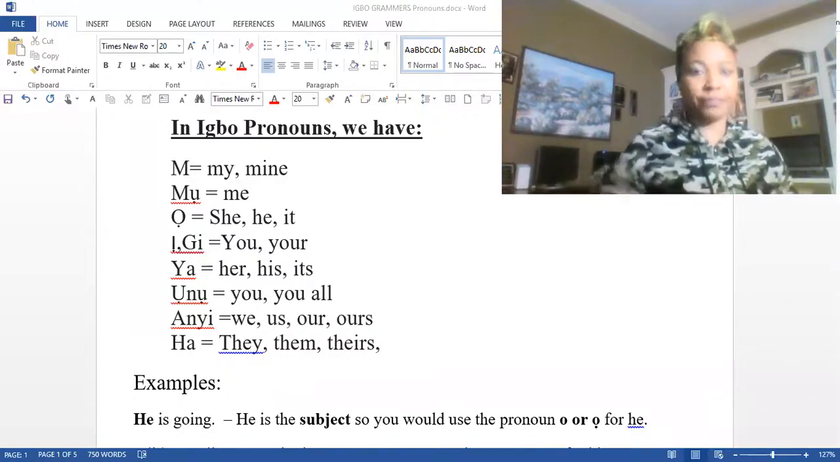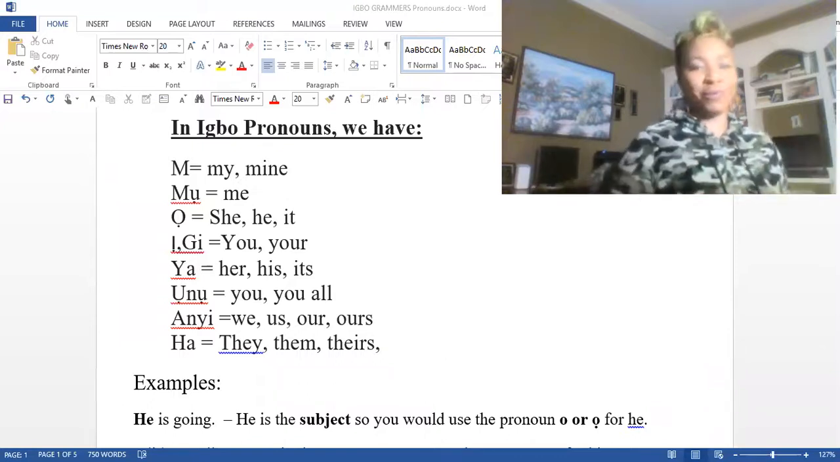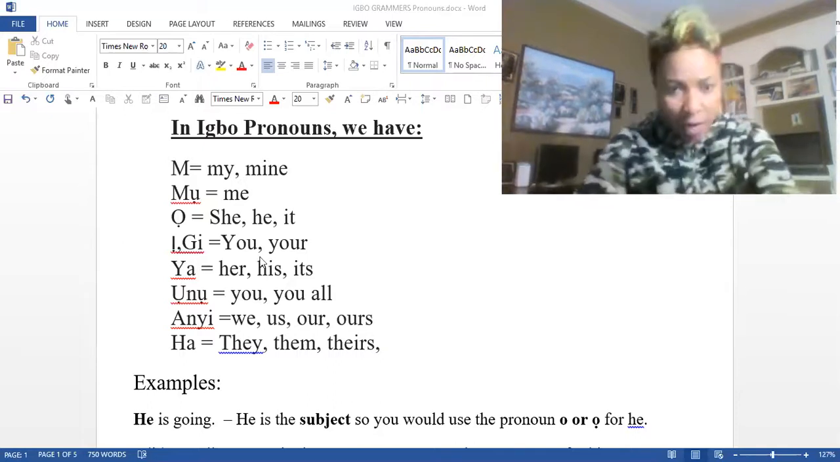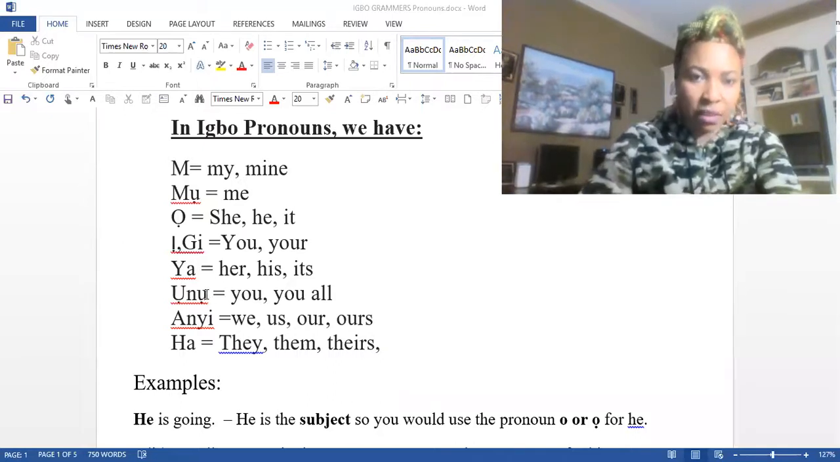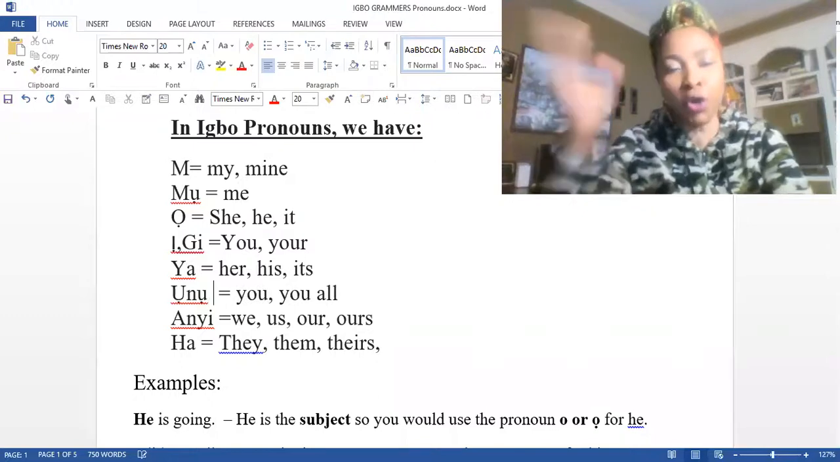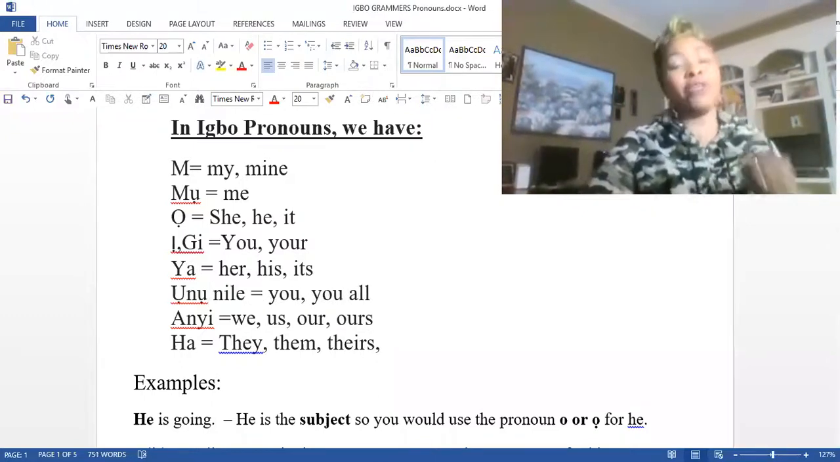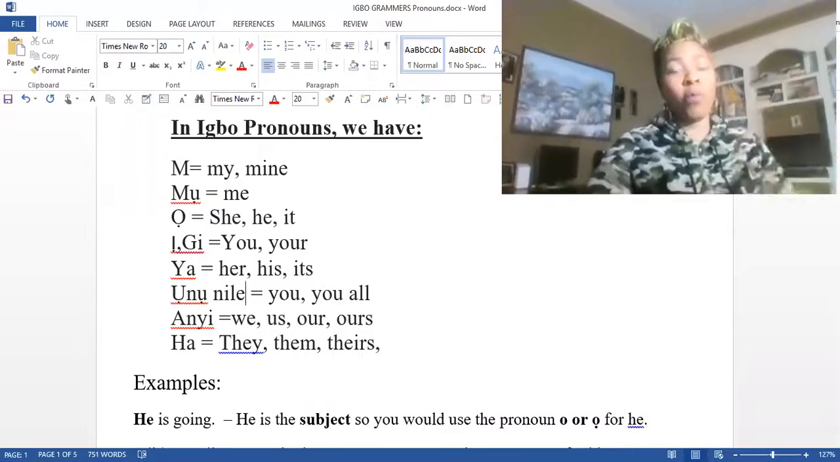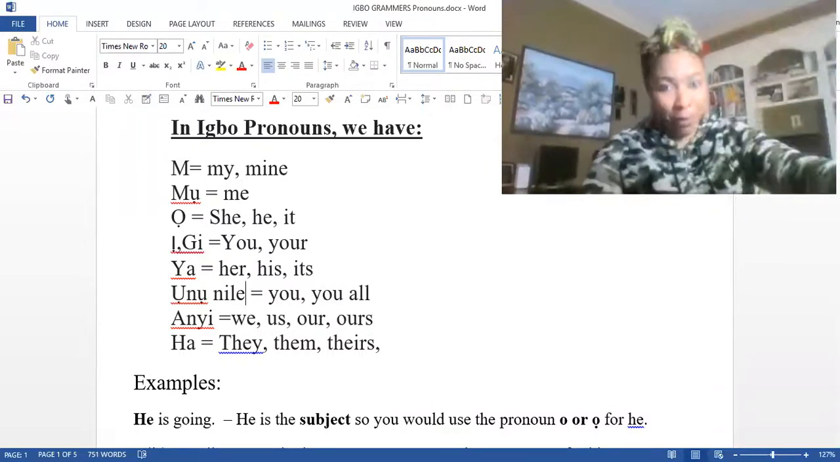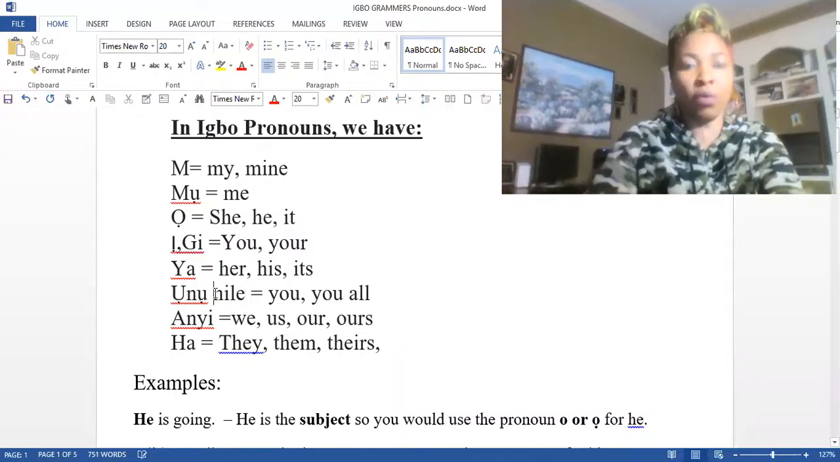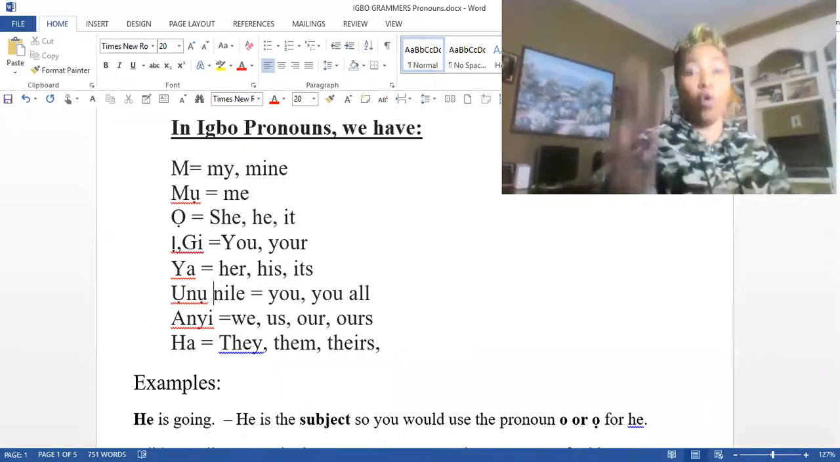It is hers. So when you say "her", I want you to know, when you're making your sentence, what you're saying. Okay. Unu niile. You can also say unu niile. Unu niile means you all. Even if you don't say niile, you know what you're saying when you say unu, when you're talking to a group of people. So you can say unu niile, or just unu.